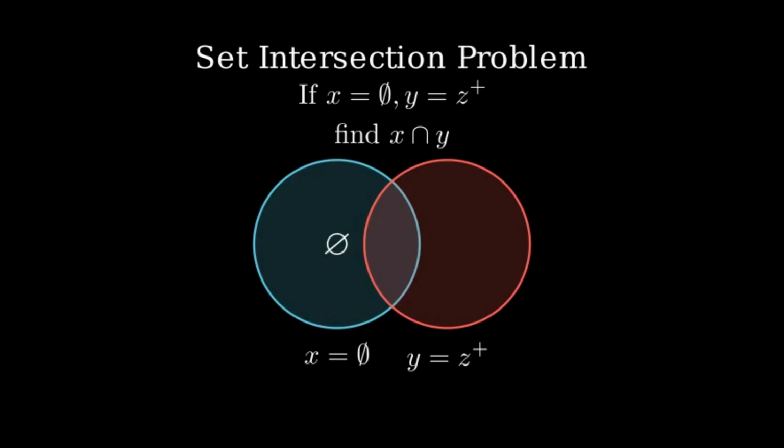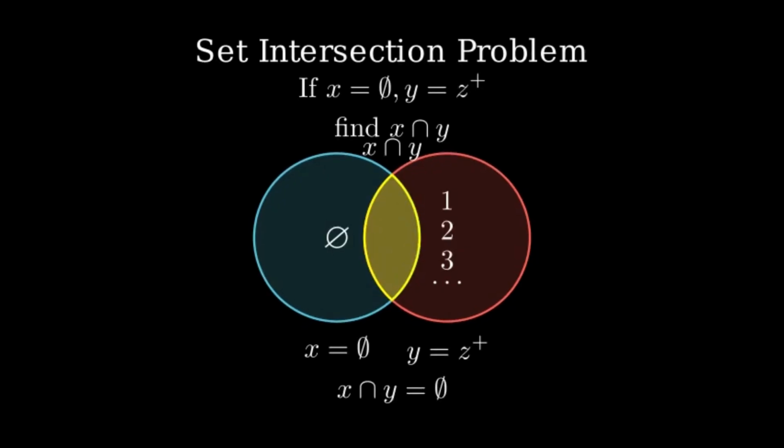This means it contains no elements at all. And set Y contains all positive integers, 1, 2, 3, and so on. Now, when we find the intersection of two sets, we're looking for elements that are common to both sets. Since the empty set has no elements, there can't be any elements in common between X and Y.